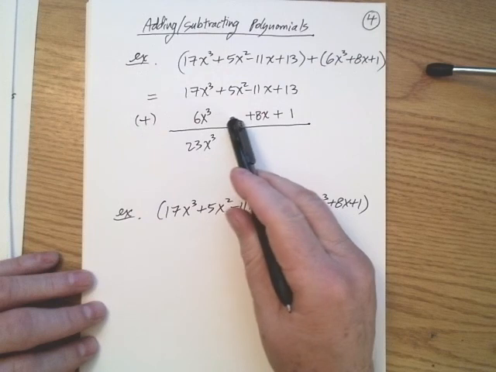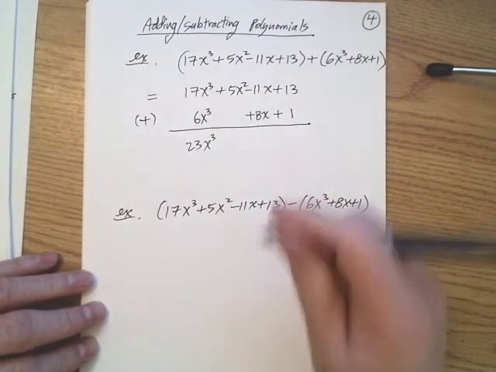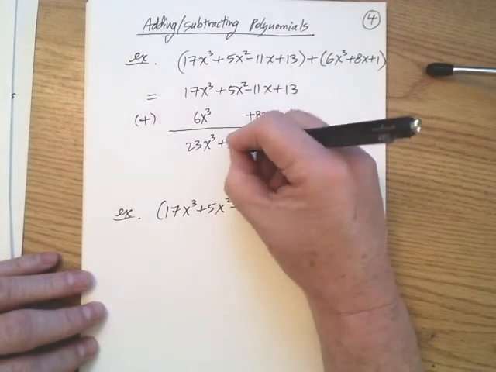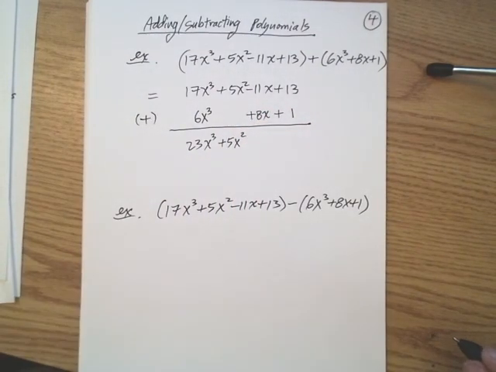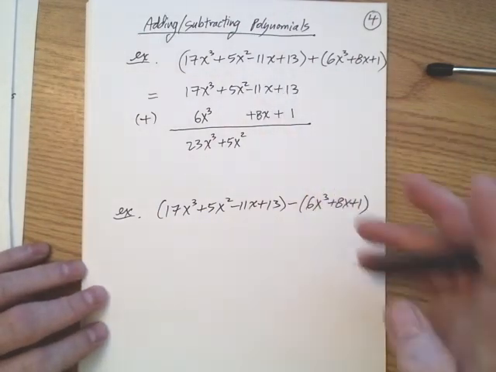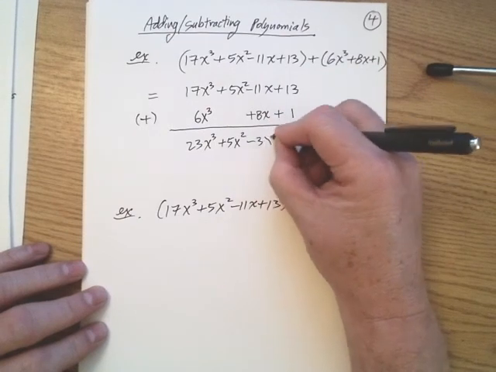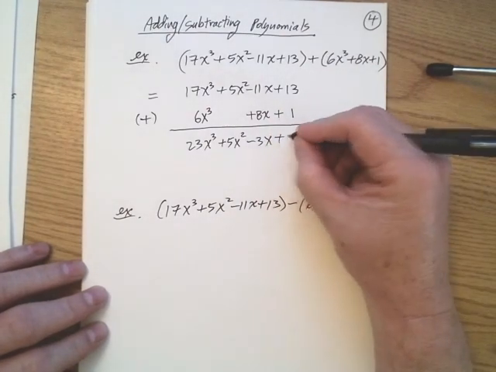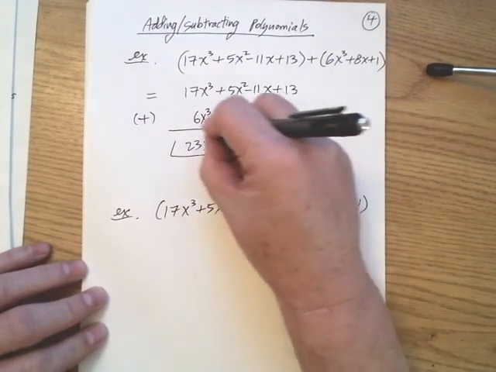Notice that I actually have a missing term here. I could have included it as I stated there. It's really not going to do me any good here. Adding 0x squared to 5x squared, I still get the 5x squared. And now let's add these two. What do we get? Negative 11 plus 8 is negative 3, so I get negative 3x. 13 and 1 is 14, so here is my final answer.